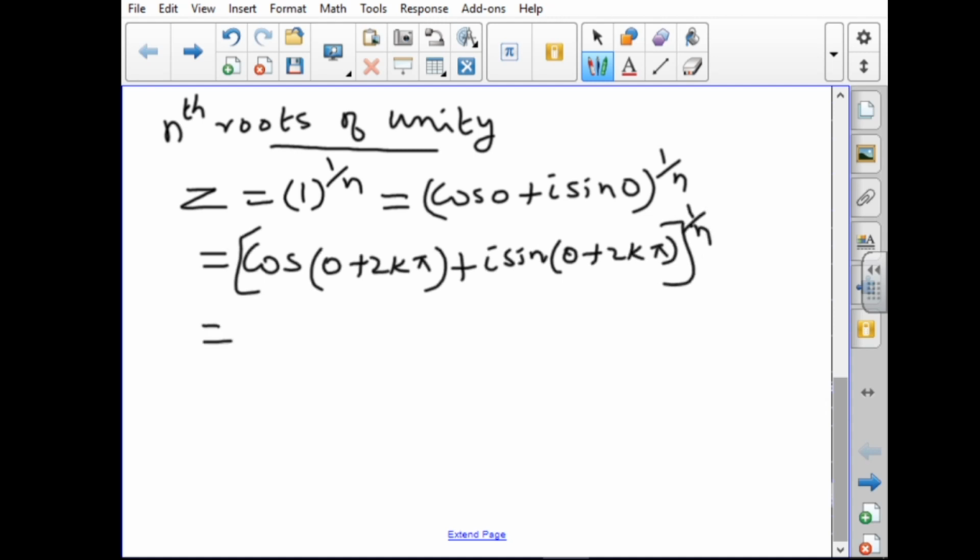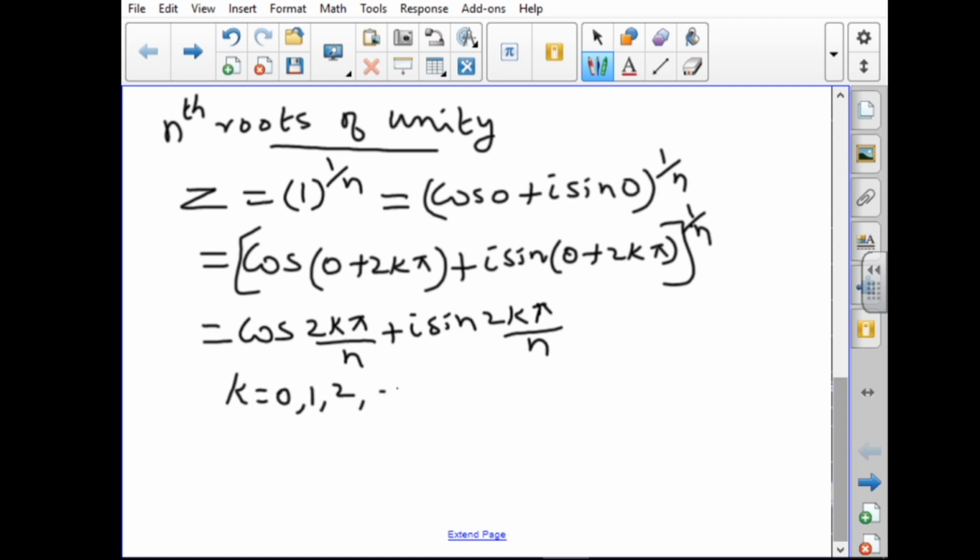So, now the next step, we have to apply De Moivre's theorem. So, 1 by n we have to bring it here, and 0 plus 2k pi is nothing but 2k pi. So, we can take it as cos 2k pi by n plus i sin 2k pi by n. So, we have applied De Moivre's theorem. Now, we have to give values for k. So, n roots, so k is equal to 0, 1, 2, etc. up to n minus 1.